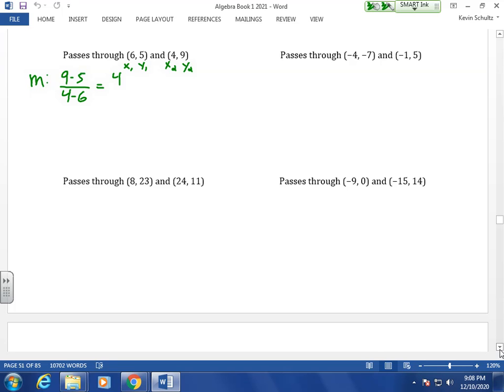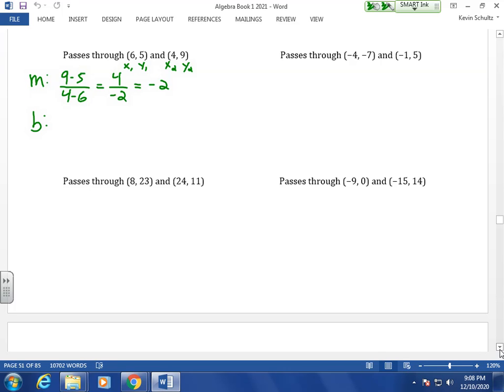9 minus 5 is positive 4. 4 minus 6 is negative 2. The fraction 4 divided by negative 2 simplifies to negative 2. And there's my slope. So I said at the very beginning that part of this is looking at the information that you're given and deciding how to use it. If you're given two ordered pairs, and only two ordered pairs, to find that slope, plug them into the slope formula and find it.